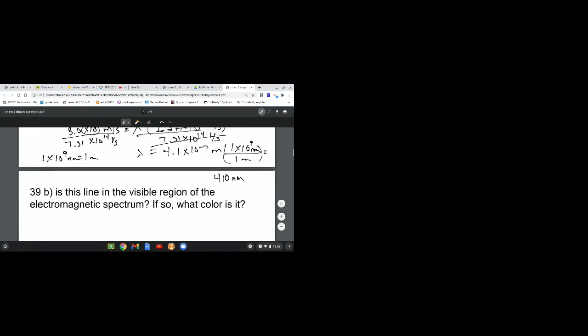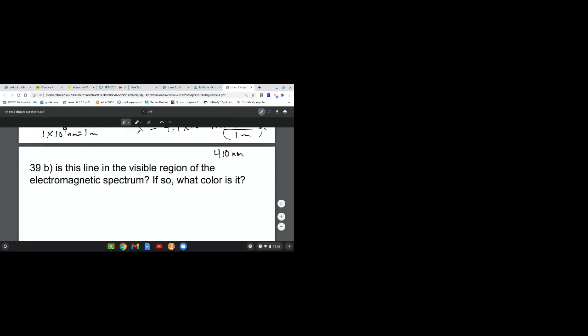So that gives us a lambda. Remember, if you have times 10, that's the EE or EXP button on your calculator. It is 4.1 times 10 to the negative 7th meters, which is also equivalent, in case they ask, because a lot of times they give wavelengths in nanometers. 1 times 10 to the negative 9 meters is equal to 1 nanometer. So I can convert this over to nanometers, and it would just be 410 nanometers. So 4.1 times 10 to the negative 7 meters, or 410 nanometers.